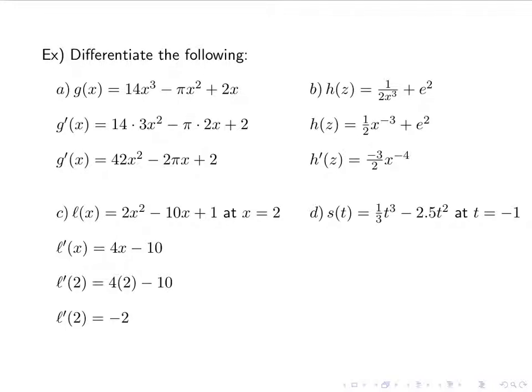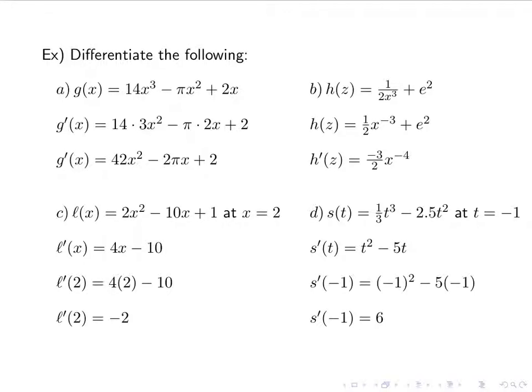And then our last example is S of t equals 1/3 t cubed minus 2.5 t squared. And again, we're going to differentiate it at t equals negative 1. So S prime of t, I'm going to bring down the 3. So 1/3 times 3 is 1. So I get 1t squared minus 2.5 times 2t, which is negative 5t. And I'm going to plug in negative 1. So negative 1 squared minus 5 times negative 1. And that's going to give me 6.